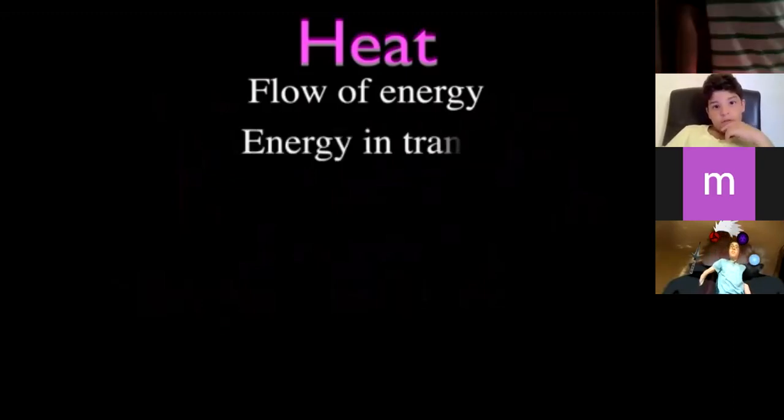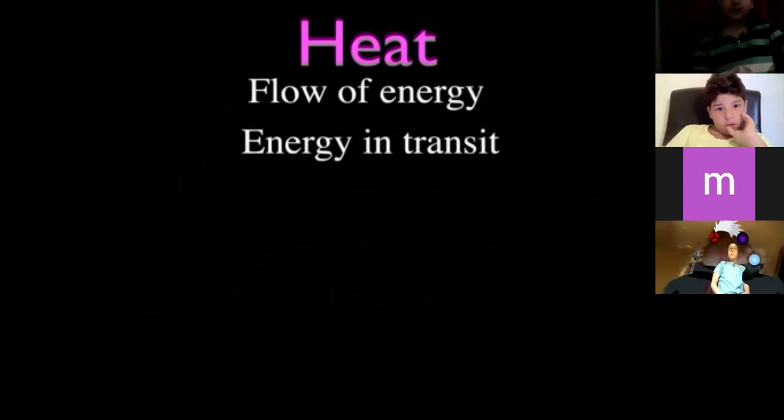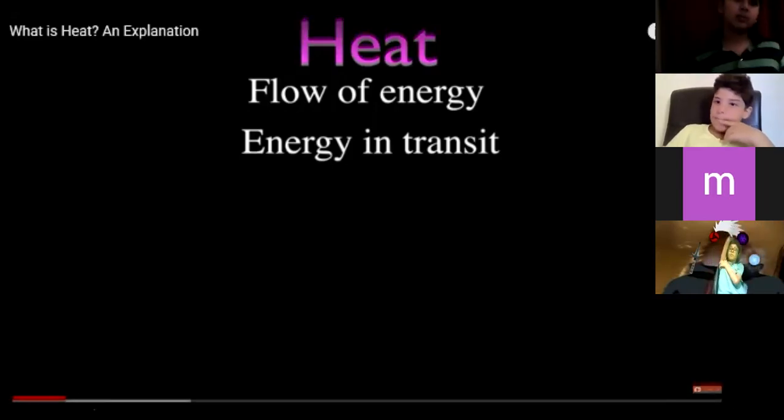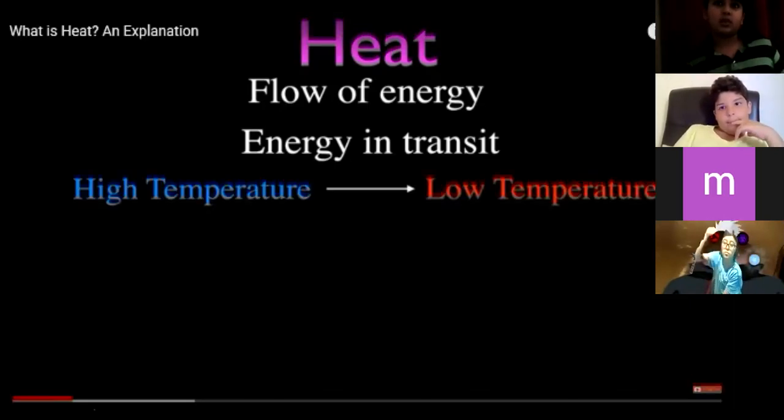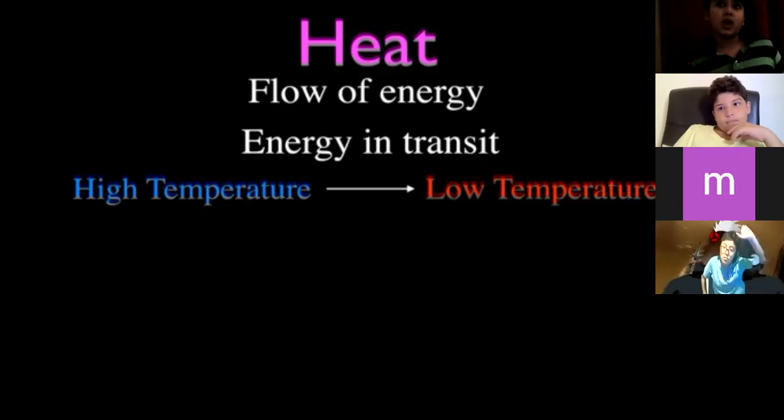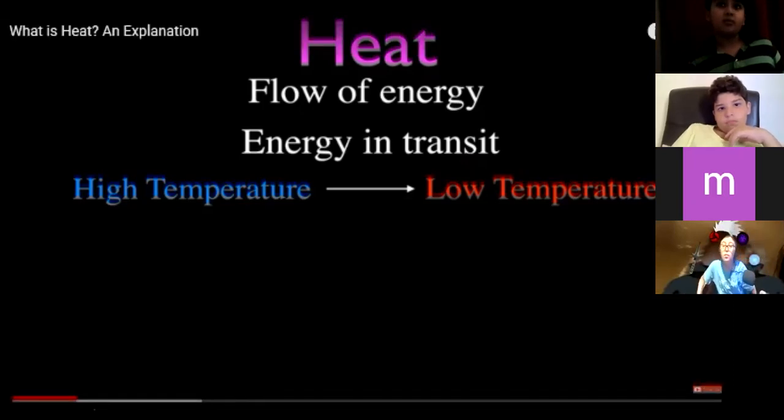What is heat? Heat is the flow of energy, or we like to say heat is energy in transit. And of course, if it's flowing, it's got to be flowing somewhere. And if it's in transit, it's got to be in transit from one place to another. And where is all that heat going? Well, that heat goes from areas of high temperature to areas of low temperature, or objects with a higher temperature to objects of a lower temperature.